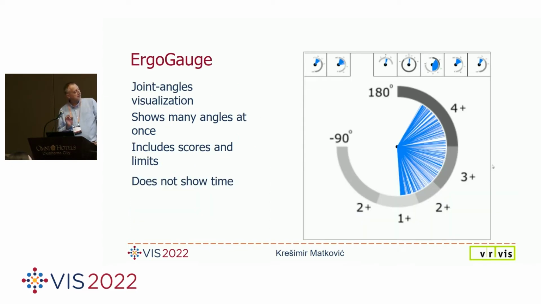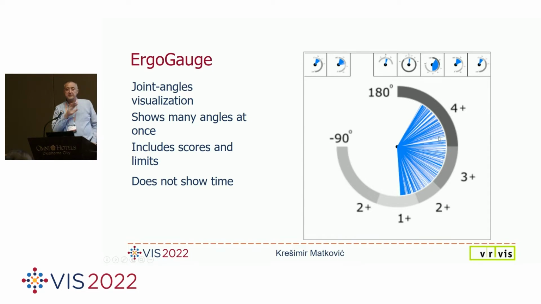The next view we designed is ErgoGauge. This is because angles are important. You saw that they have these angles. And we show here in a radial layout all angles from our session. We also depict the values which they have in this table. Is it a good angle, bad angle, and so on. So they can see the distribution, how many angles are in which range.